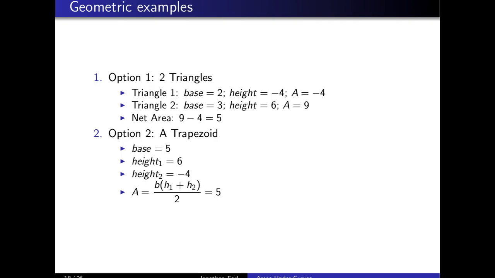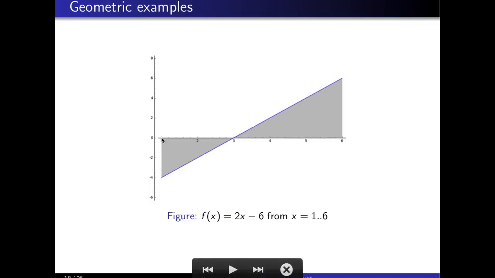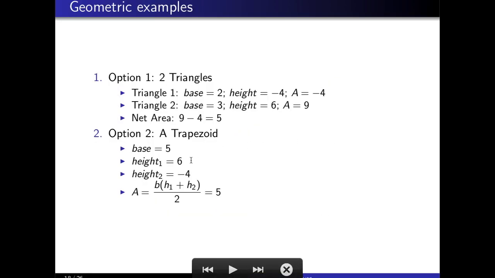But I could have also viewed the region as a trapezoid. My base is going to be 5 because we're going from 1 to 6. The height of one of our legs is 6, the height of our other leg is -4. The area of a trapezoid is the base times the sum of the two heights all divided by 2. And if we put all of these numbers into this area equation, we would also get 5. So we get the same thing regardless of whether or not we view the region as two triangles or just a single trapezoid.